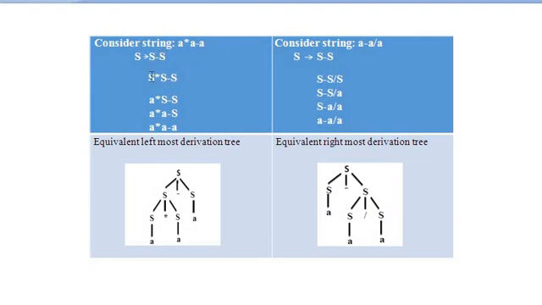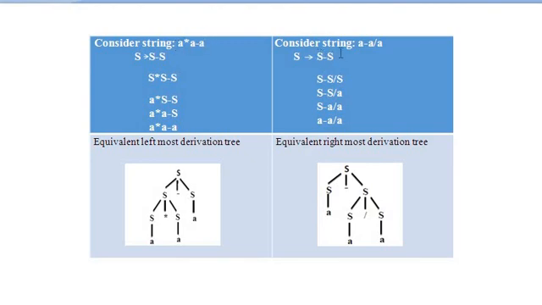Now s gives a. So first remove leftmost s. So here I removed this s. S gives a. So I write a into s minus s. Then after removing the next s, s gives a. So a into a minus s. Now remove this s. A star a minus a, which we required.